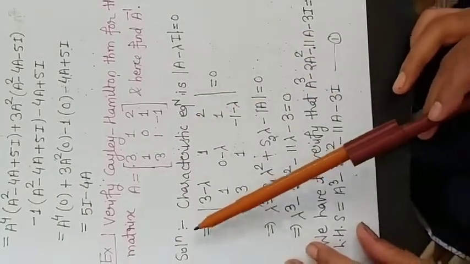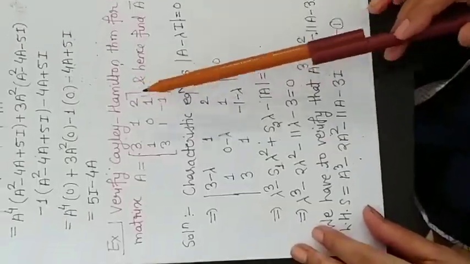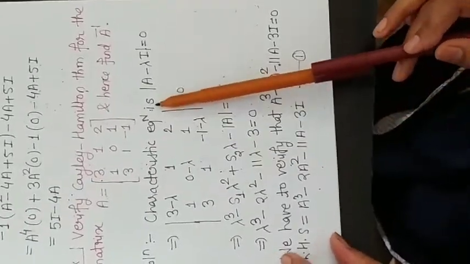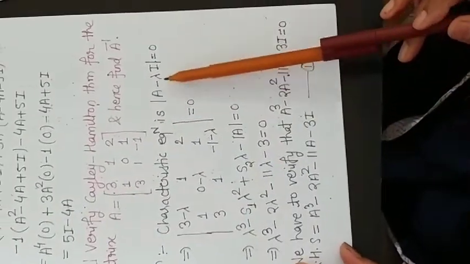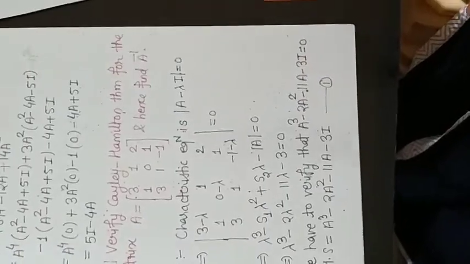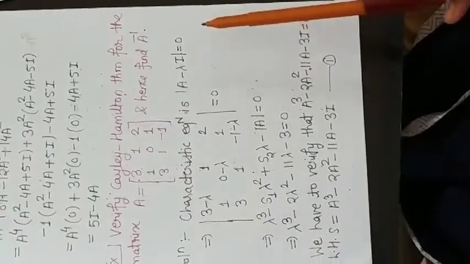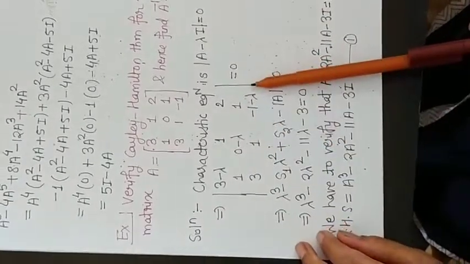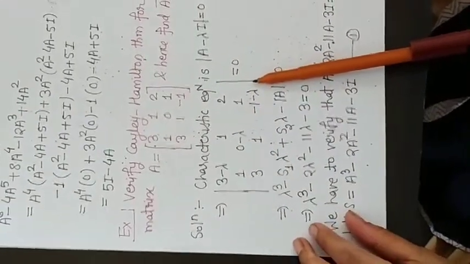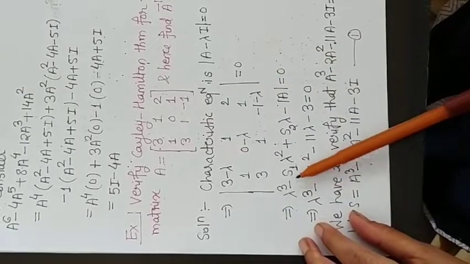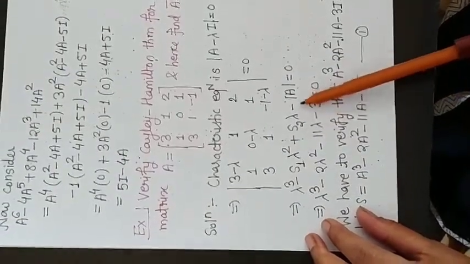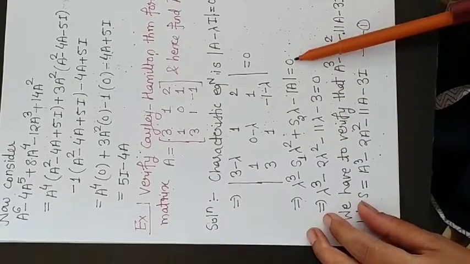Okay, so here first we'll verify the Cayley-Hamilton theorem. For this we need the characteristic equation given by determinant of A minus lambda I equal to 0. Okay, now so we get this determinant. You know very well how to find determinants. Now it is lambda cube minus s1 lambda square plus s2 lambda minus determinant of A equal to 0.